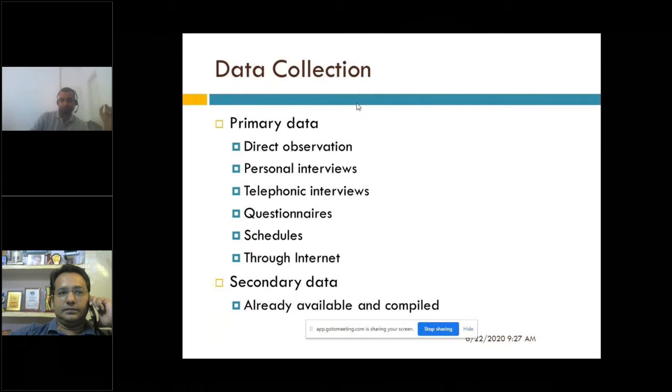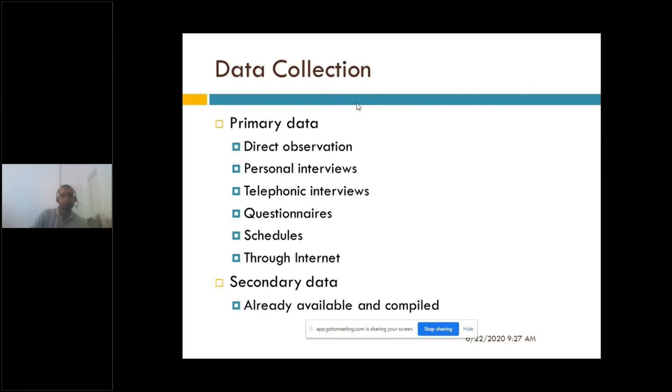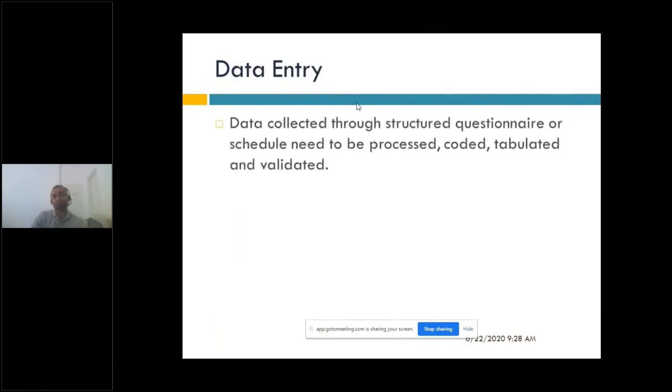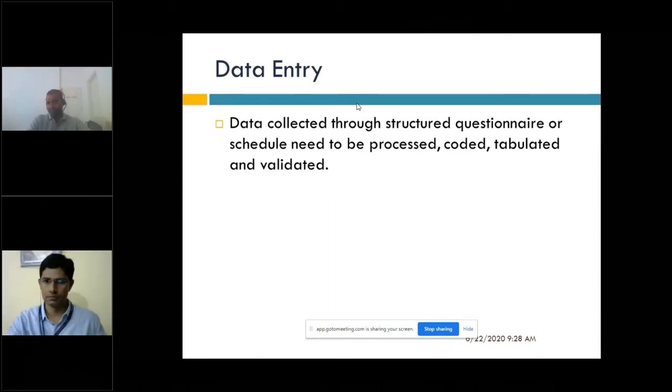Okay, so we have discussed that. Data entry. We can collect data through interview, direct observation, or questionnaire or schedule. Once data is collected, we need to enter the data.